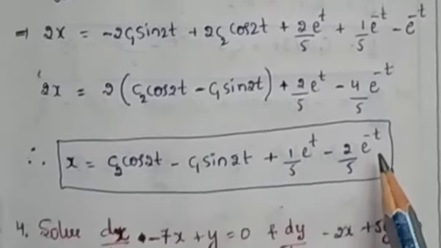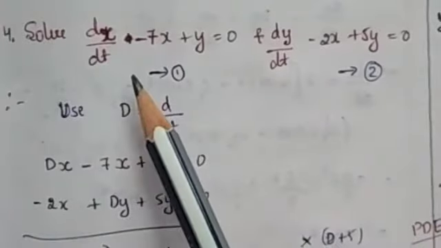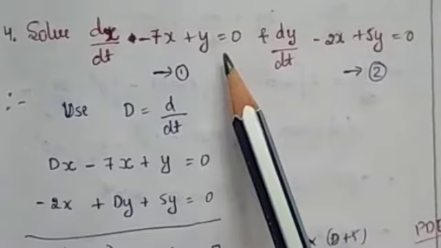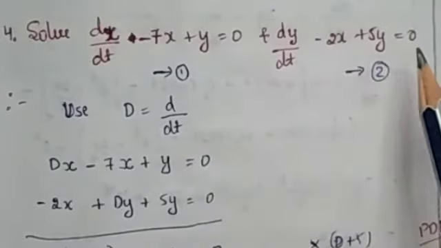Okay, let me move on to the next problem. Solve dx/dt - 7x + y = 0 and dy/dt - 2x + 5y = 0.